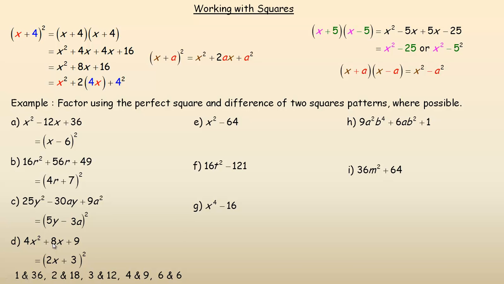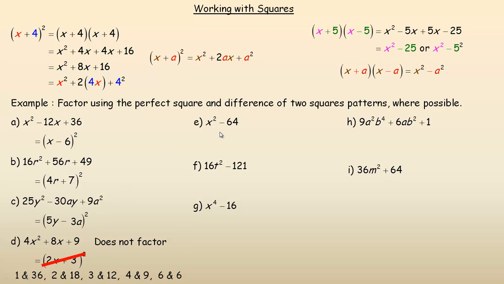Remember, they add to the coefficient of the linear term. So that adds to 37, 20, 15, 13, and 12. But nothing adds to 8. So this doesn't factor. So we'll cross that out, and you would just say it doesn't factor. Whenever you're using any of the perfect squares, again, make sure you check to make sure that it actually does work.